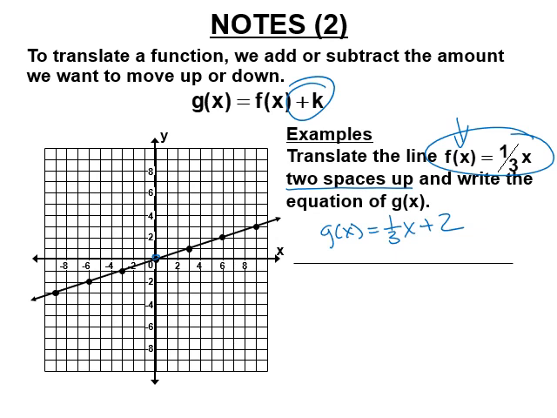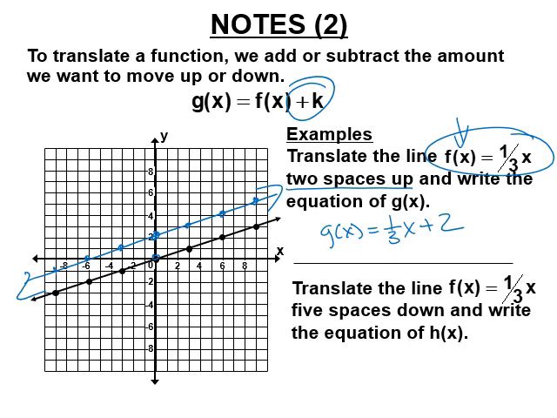So we're going to go 2 spaces up with all these points. Right, and draw our new function. Well, that was awful. Let's try again. And so that's g of x, 1/3 x plus 2.